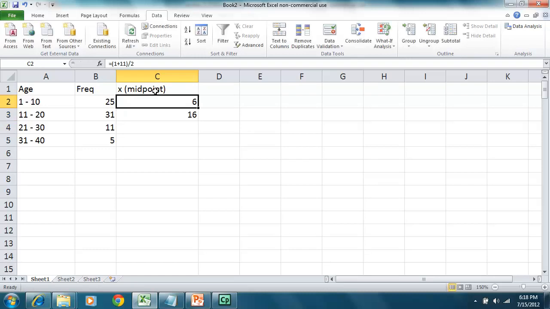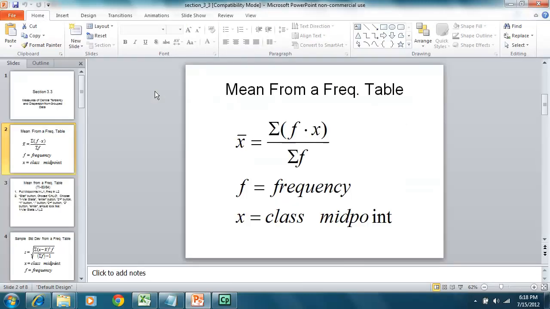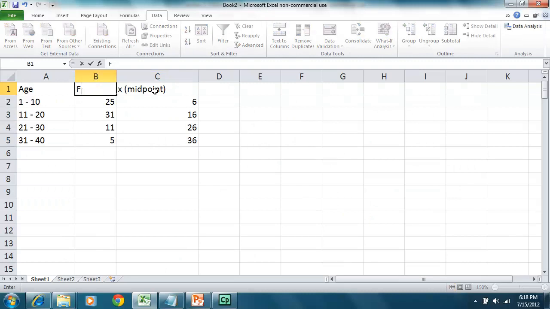Now see how this goes by tens? So my next ones will be 26. Next ones will be 36. And our frequency was corresponding to f. So let me change that so it matches that.